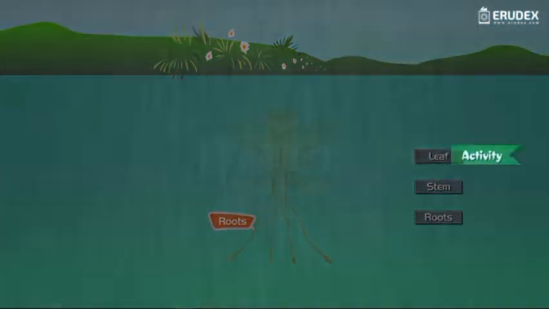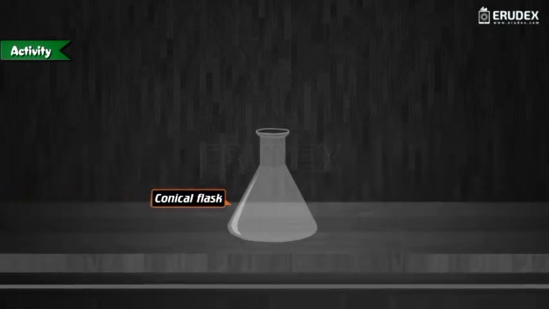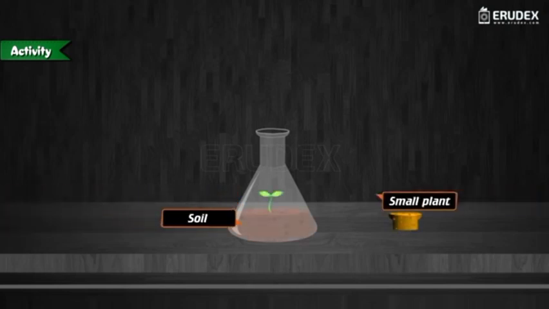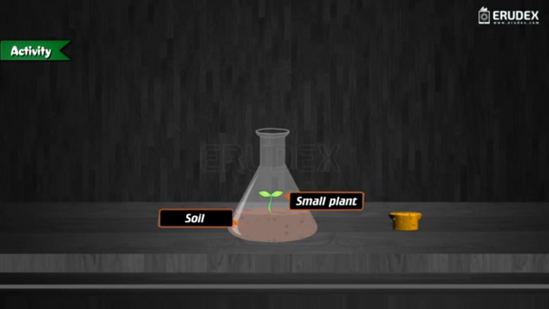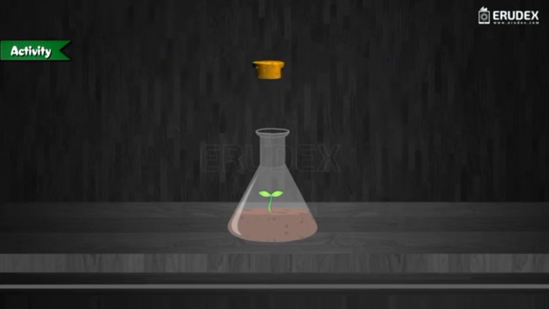Now let's do a little activity. What is the aim of this activity? Well, we want to prove the process of respiration in plants. Now, take a small conical flask, add some amount of soil and a plant. Next, fill 1/4 of the flask with water. Close it with a rubber cork with two holes and insert a funnel made of a glass rod and a dropper rubber through another hole. Next, insert a glass tube into the flask.